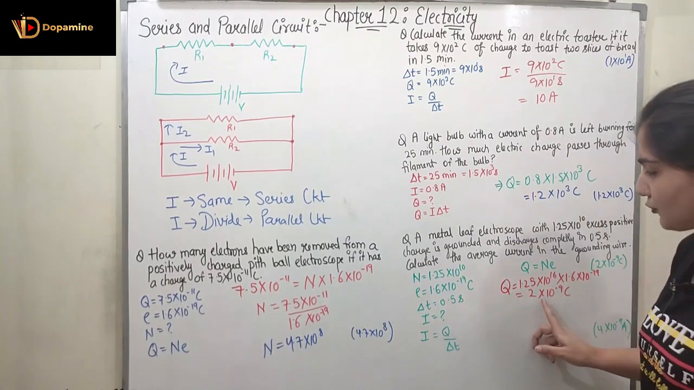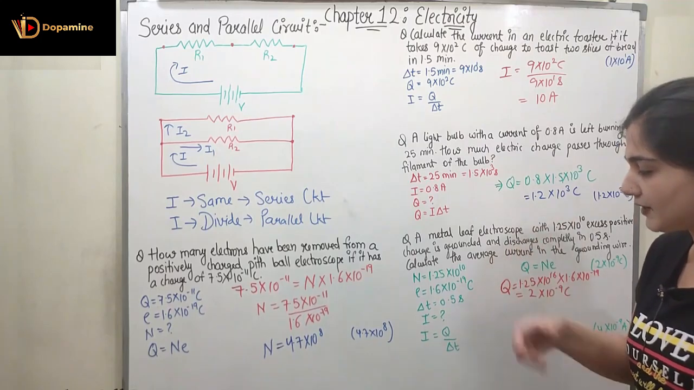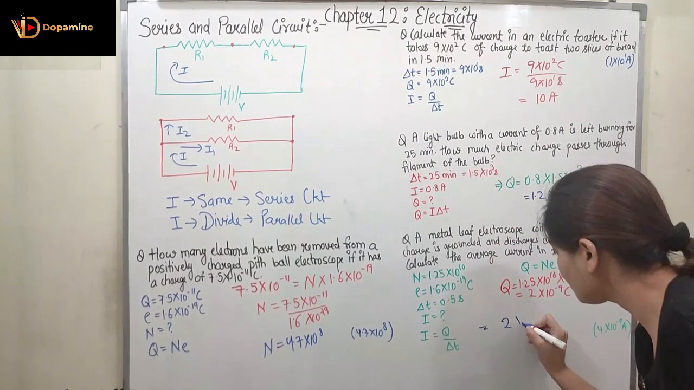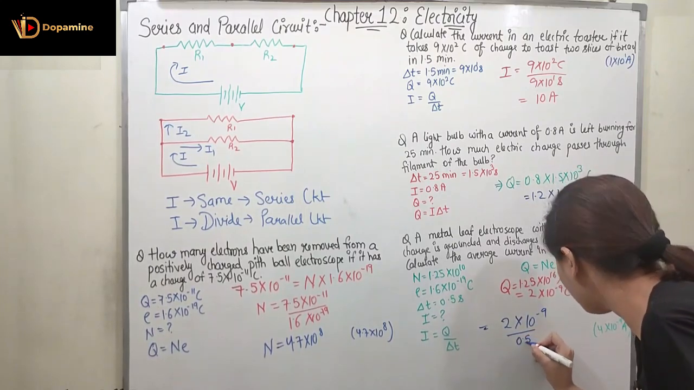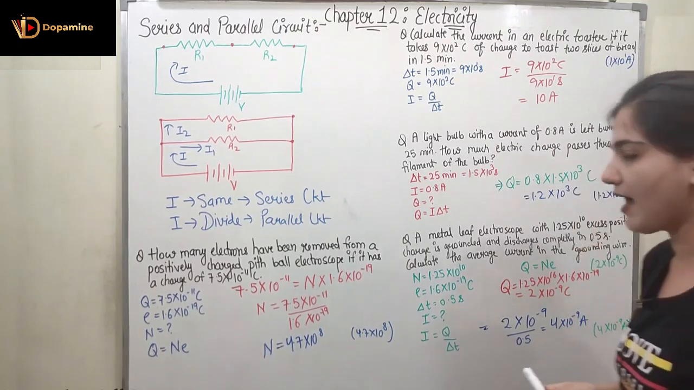Now we have found the total charge. We have to find the average current, which is charge per unit time. The time is given, which is 0.5 second, and the charge I have found. So 2 × 10^-9 divided by 0.5 is equal to 4 × 10^-9 ampere. This is the average current.